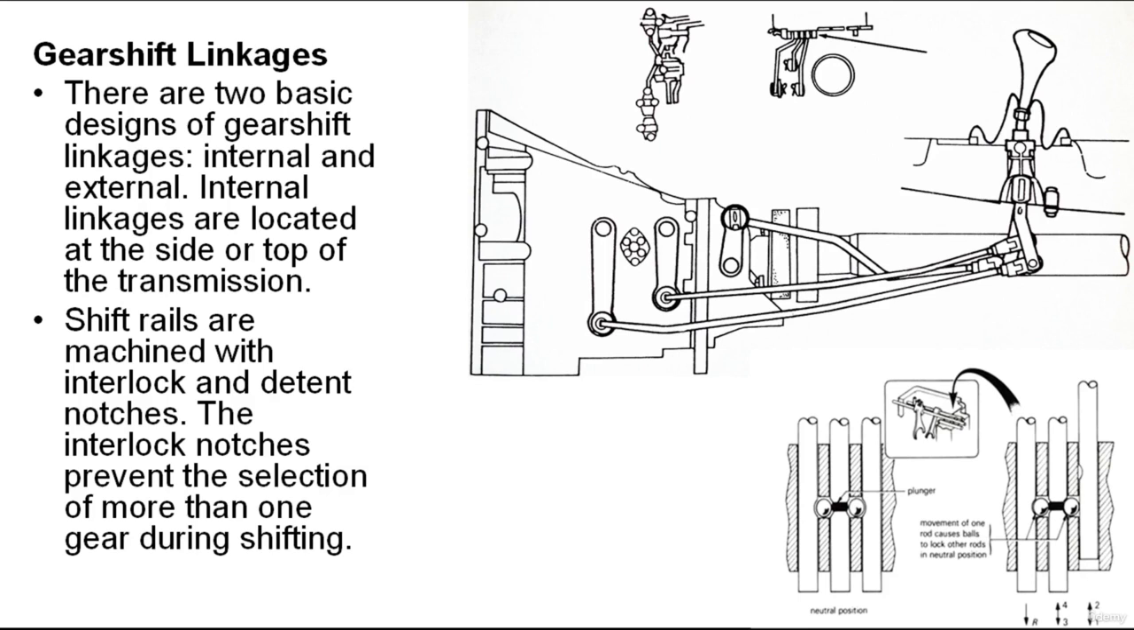External linkages function in much the same way, except that rods external to the transmission are connected to levers that move the internal shift rails of the transmission. Some transaxles are shifted by rods or by cable.